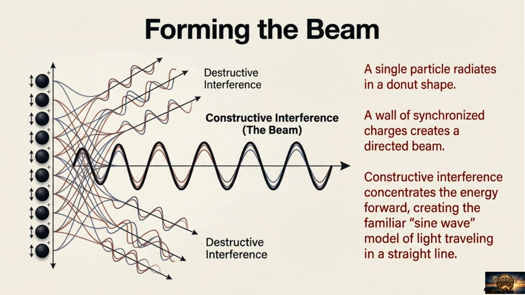A single particle radiates in a donut shape. However, a wall of synchronized charges creates a directed beam. Constructive interference concentrates the energy forward, forming the familiar sine wave model of light traveling in a straight line.